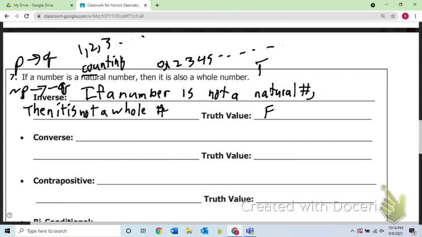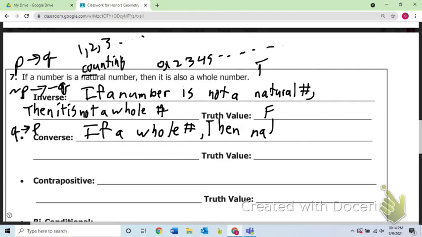The converse of a statement is when we switch around the hypothesis and the conclusion. So now this would read if Q then P. So we go, if a number is a whole number, then it is a natural number. And again, we're going to go false because of 0. We have one example where it's not true. So it doesn't matter how many times it is true. If it's not true even once, it's false.